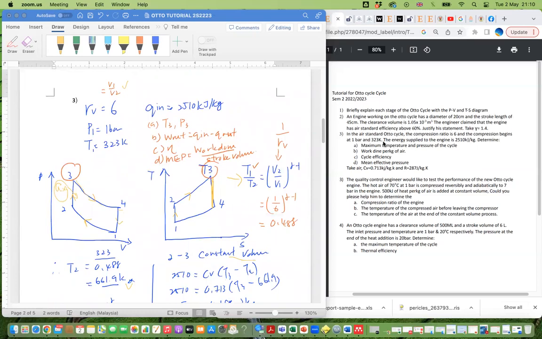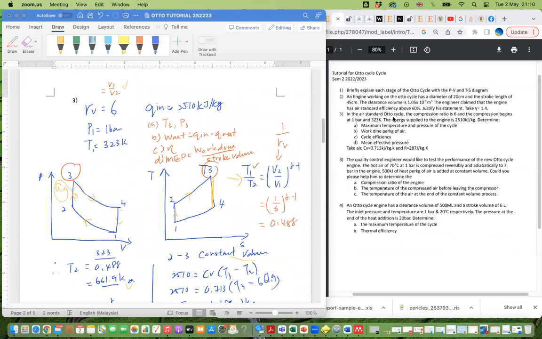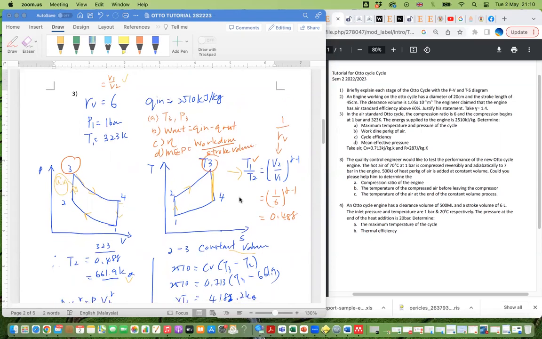So next, move to question number 3. In an air standard Otto cycle, the compression ratio is 6 and the compression begins at 1 bar and 323 Kelvin. The energy supplied to the engine is 2,510 kilojoules per kg. Determine the maximum temperature and pressure of the cycle. Well, first thing is we extract all the useful information. Given: RV is 6, P1 is 1 bar, T1 is 323. The q in is small q because it's per kg.